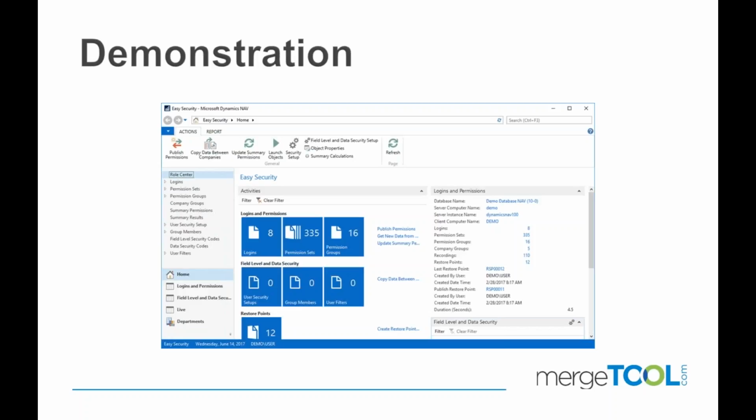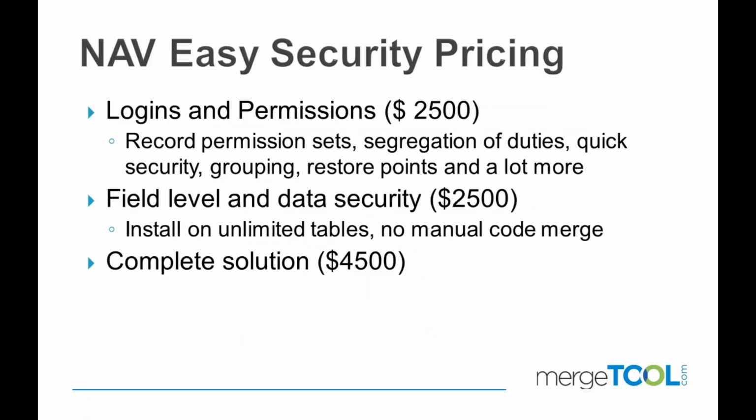So, let me go back here to the presentation because there is, of course, the issue about pricing on this one. The solution is added to your NAV license, so it doesn't matter how many users you have. Login and permissions is $2,500, and field level and data security is $2,500. If you get the complete solution, it's $4,500. In that way, all the features you have seen today and a lot more are included with this solution. And it's all added to your NAV license.